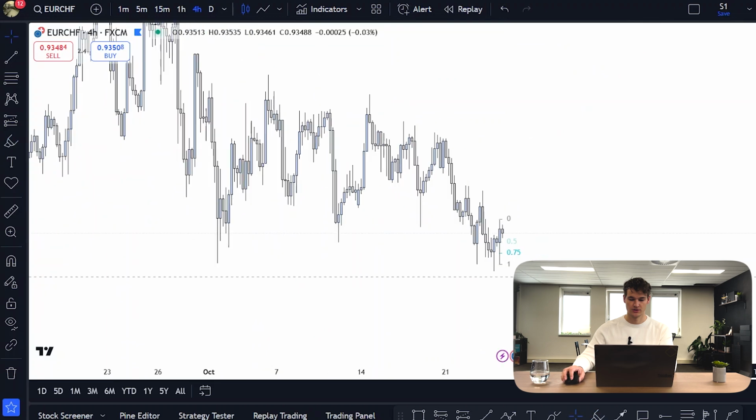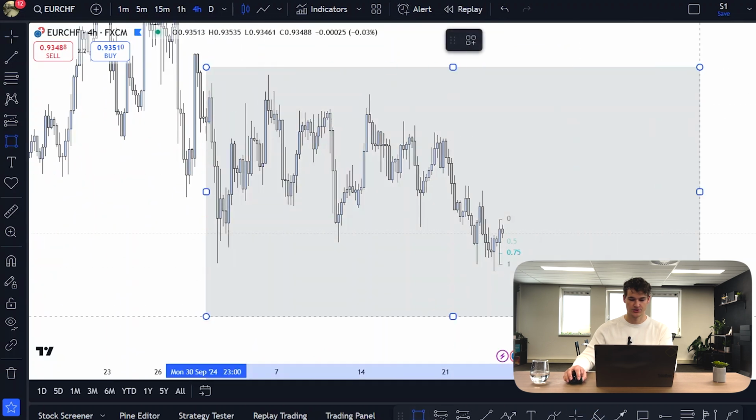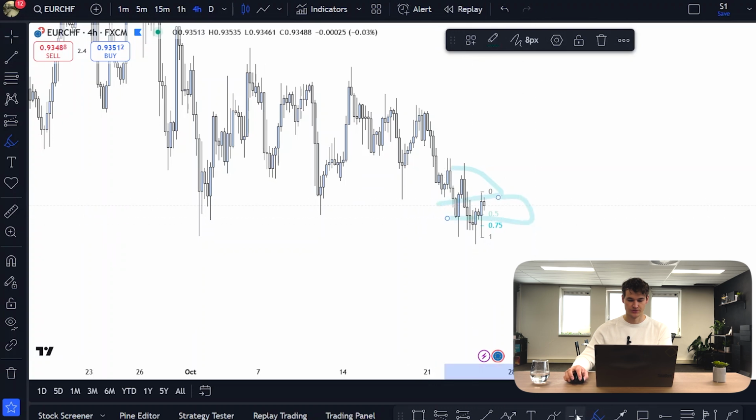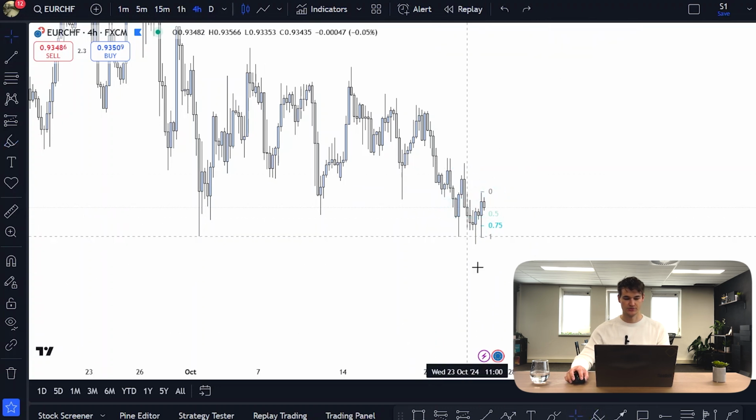And then there's Euro CHF. Well, there's not a lot going on in Euro CHF. It's kind of playing within a range. We are following bearish order flow right now. So if you are a day trader, I would say look for shorts right now.